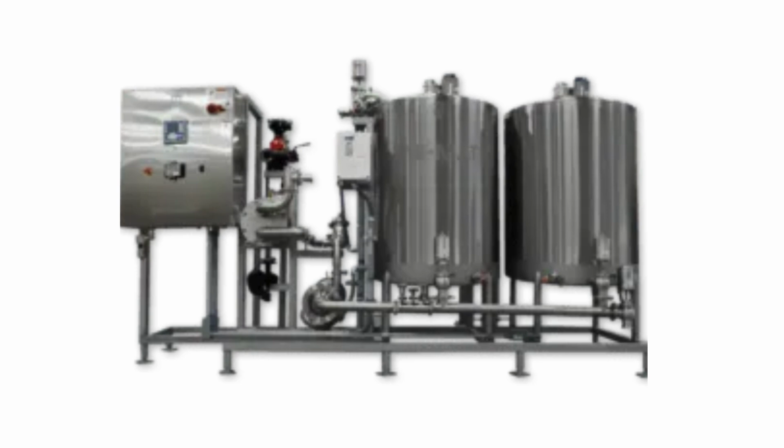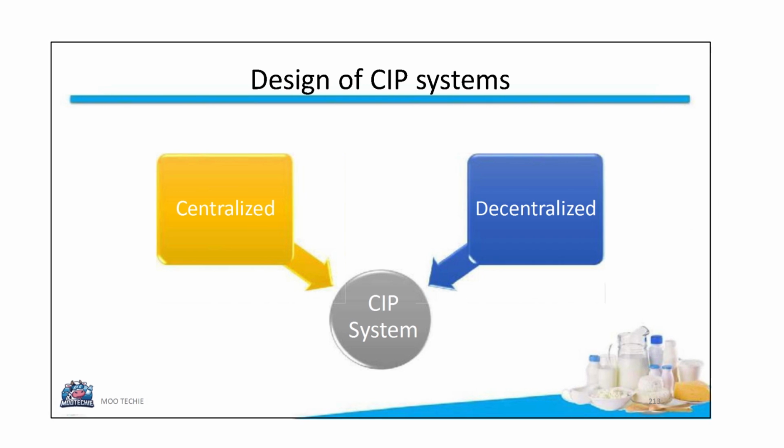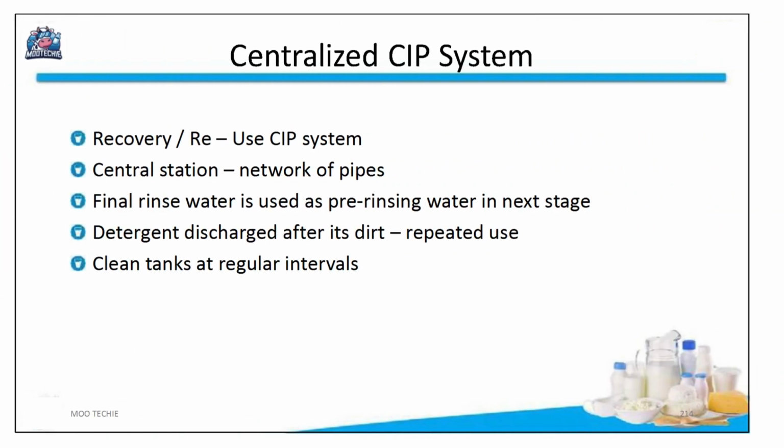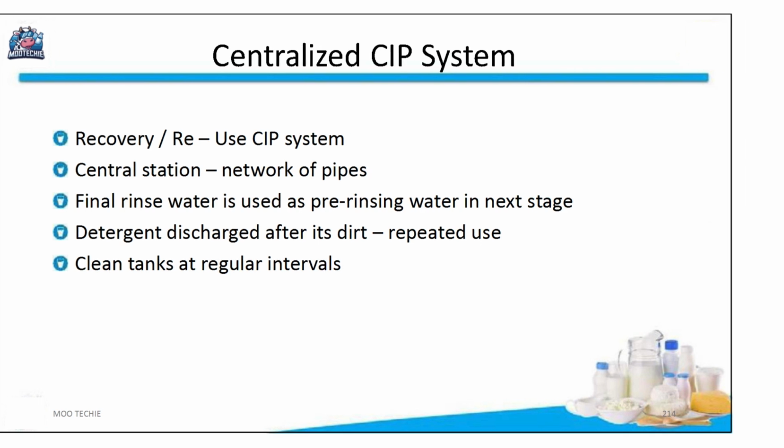The design of CIP systems can be broadly categorized into two approaches: centralized systems and decentralized systems. A centralized CIP system is a recovery or reuse system. It features a central station connected by a network of pipes to various equipment. A key feature is that the final rinse water is recovered and used as pre-rinsing water in the next cleaning stage. Detergent is also discharged only after it becomes too dirty, allowing for repeated use. It is important to clean the central tanks themselves at regular intervals.